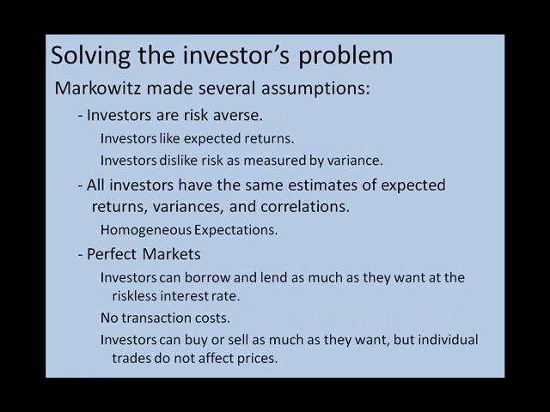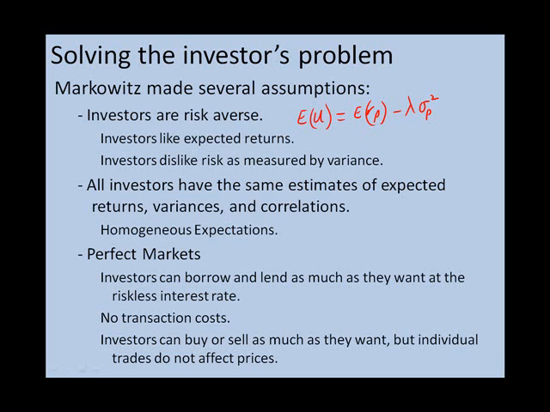To solve the problem, Markowitz had to make several assumptions. First of all, investors are risk averse. They like expected returns, but they dislike risk, where risk is measured by variance. Effectively, Markowitz was assuming a utility function similar to the one we've looked at before. Investors like expected returns, but they dislike risk. The second assumption was that all investors have the same estimates of expected returns, variances, and correlations. In economics, the term we use for this is homogeneous expectations.